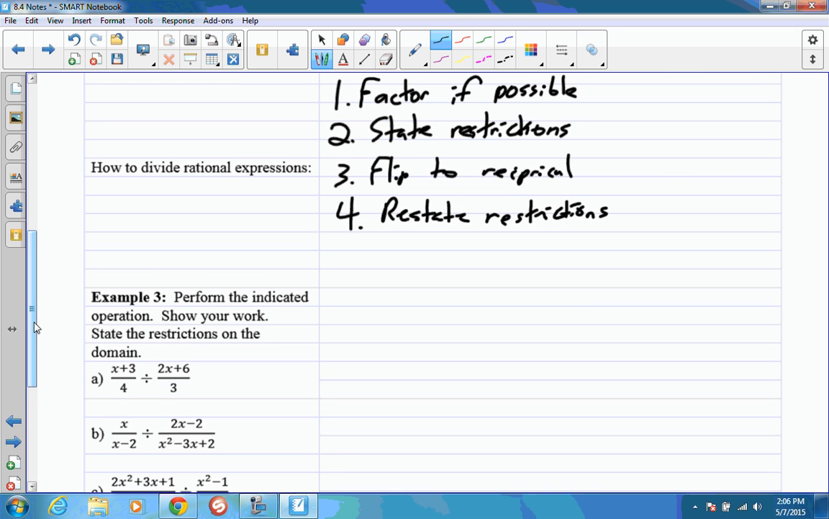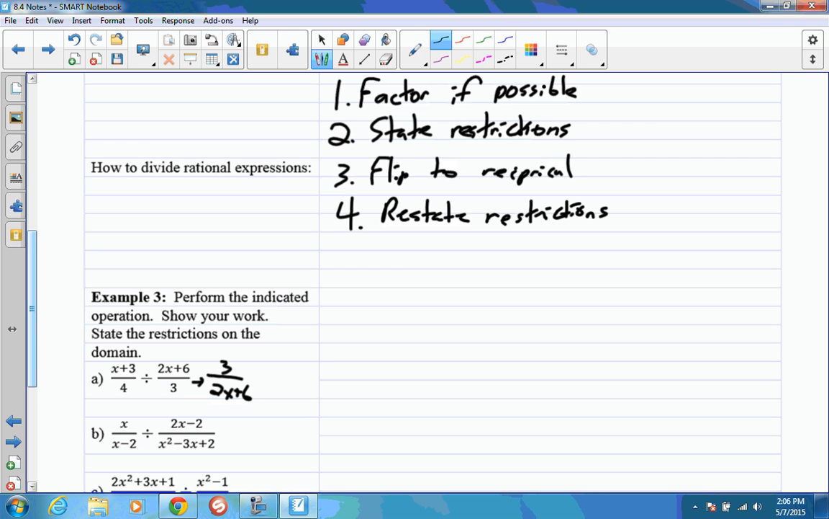Christian, when I flip x plus 3 over 4 divided by 2x plus 6 over 3, guys, when I start here, am I going to have any restrictions before I flip? I don't have any x's in the denominators, right? So no restrictions. But then when I flip that to its reciprocal, 2x plus 6 over 3, I have a new restriction, right? Because this will become 3 over 2x plus 6, meaning x cannot equal negative 3, right? That's negative 6 over 2.